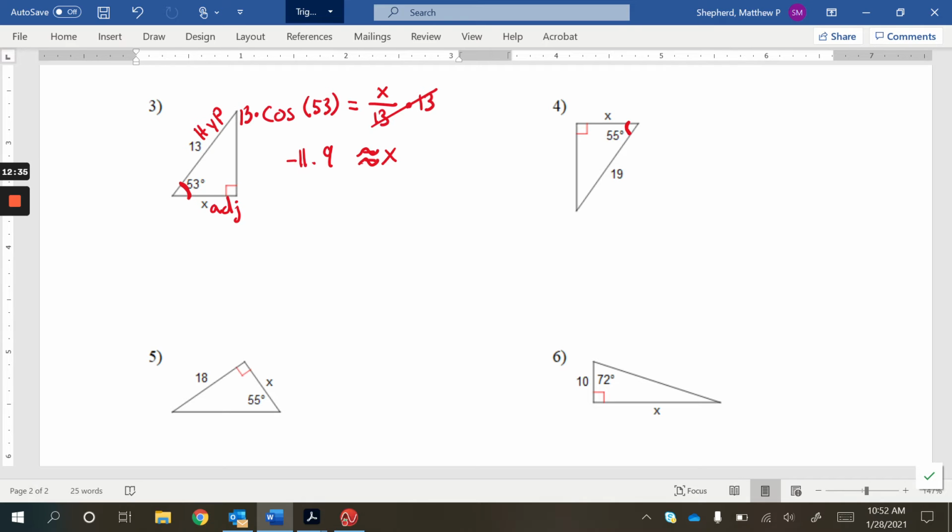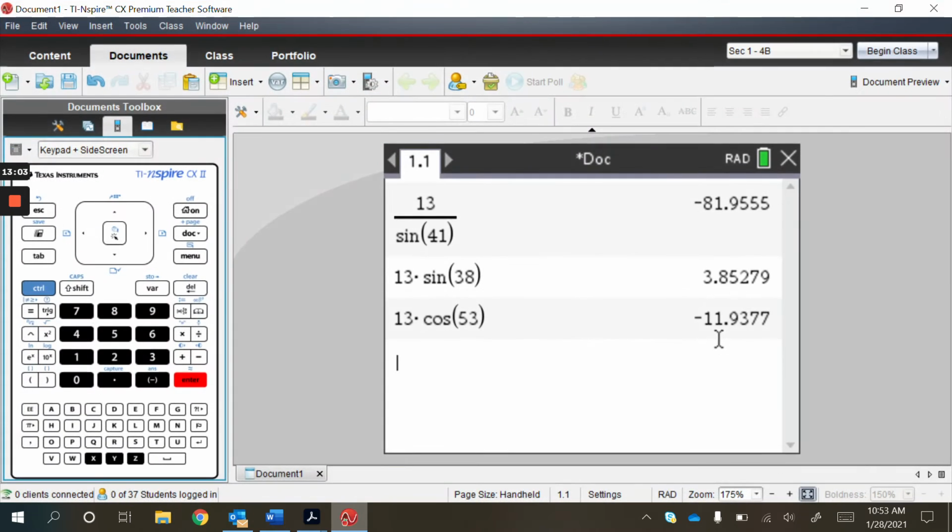Okay, we've got this angle right here. Got our adjacent and the hypotenuse. So cosine of the 55 degrees must be equal to the adjacent over the hypotenuse. Let's multiply both sides by 19 to get x alone, and x is going to equal 19 cosine 55.